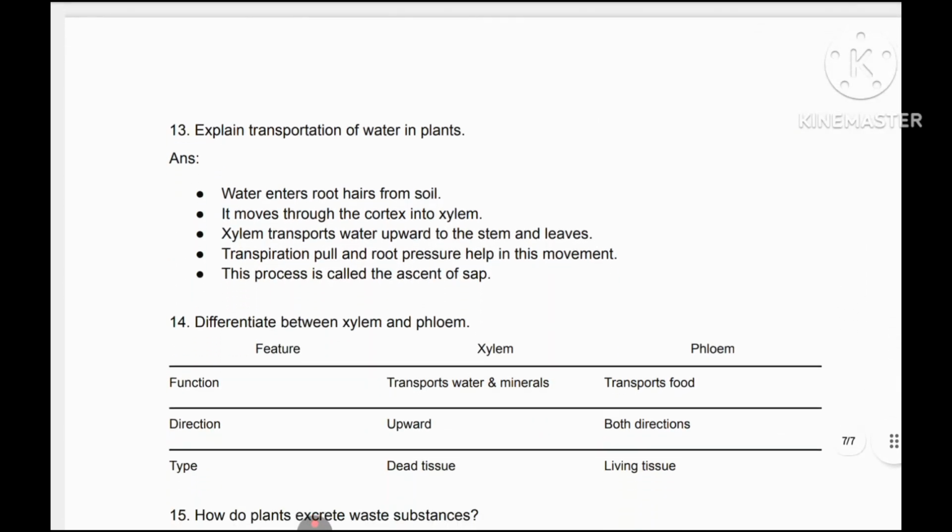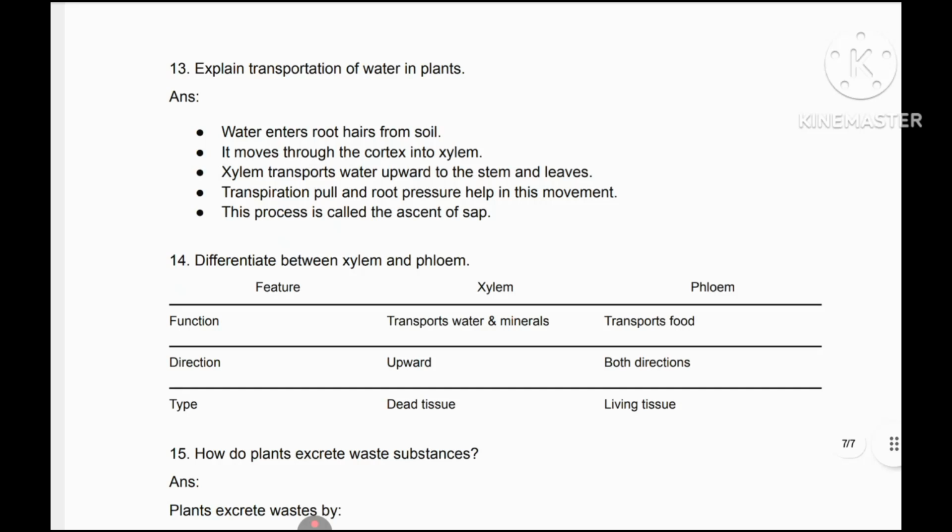Explain transportation of water in plants. Water enters root hairs from soil. It moves through the cortex into xylem. Xylem transports water upward to the stem and leaves. Transpiration pull and root pressure help in this movement. This process is called the ascent of sap.